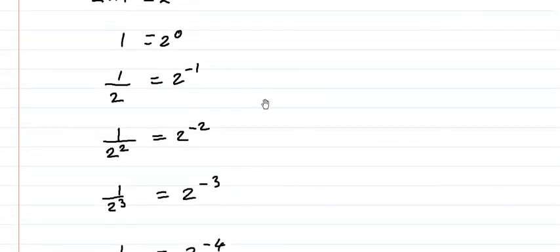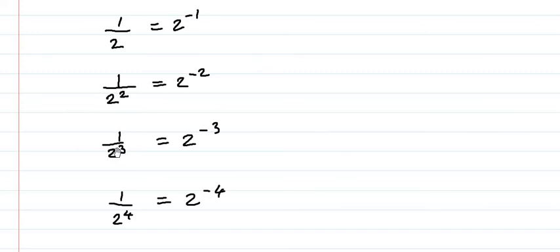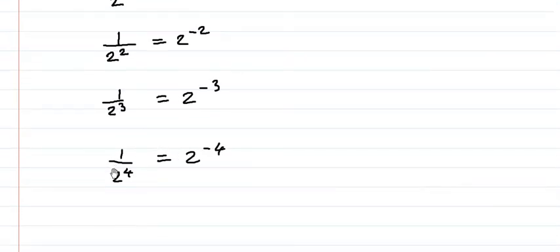But you can see that with a number other than 0, we can extend this notation to include negative numbers, which we've defined as being 1 divided by that many numbers. So 1 over 2 cubed becomes 2 to the power of minus 3, and 1 over 2 to the power of 4 is 2 to the power of minus 4.